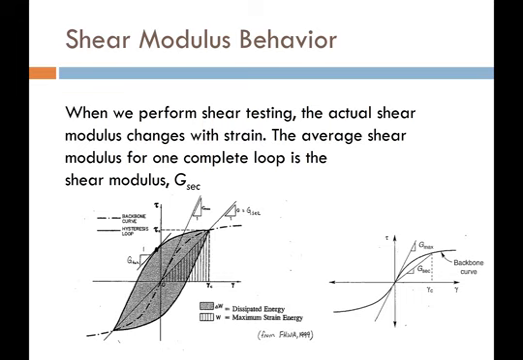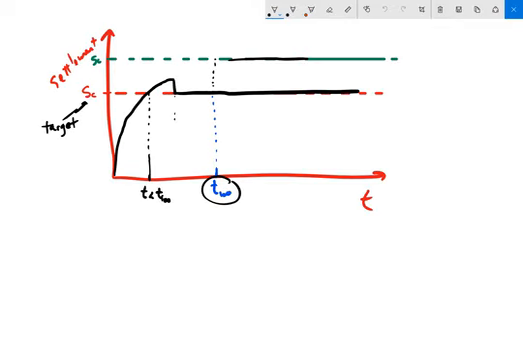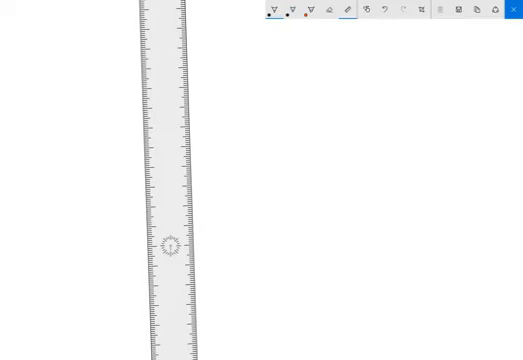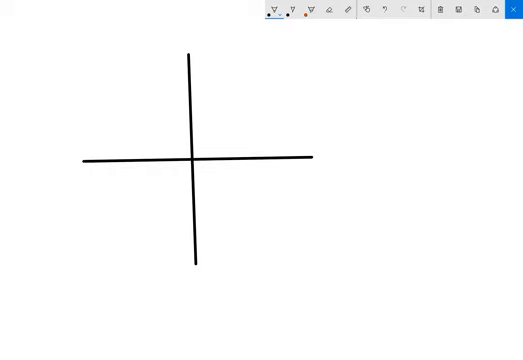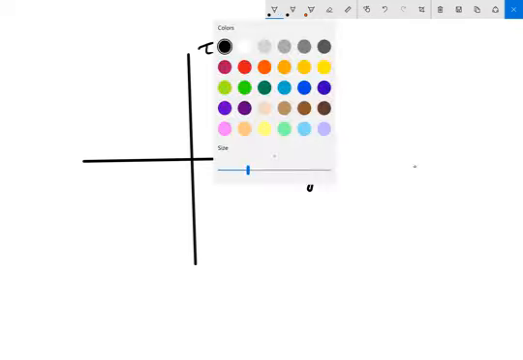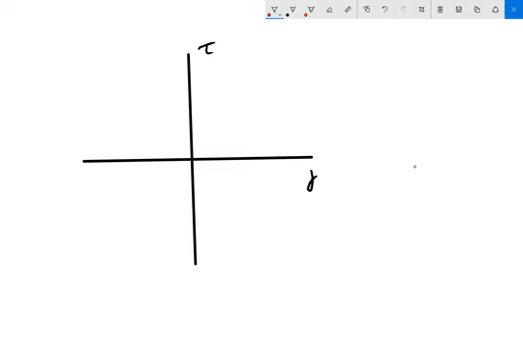So let's introduce the idea of the shear modulus behavior of soil. So if we get in and we test soil, let's pull up the whiteboard here. And let me create some axes that we'll use for this little discussion. Let's flip this around 90 degrees. Perfect. Okay. So let's say that this is shear stress and this is shear strain. And let's get a red line here, and it's going to demonstrate what happens.